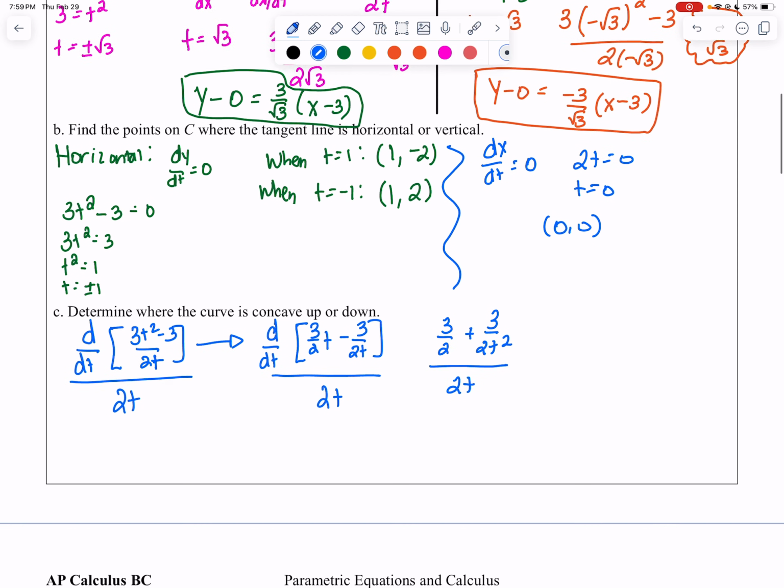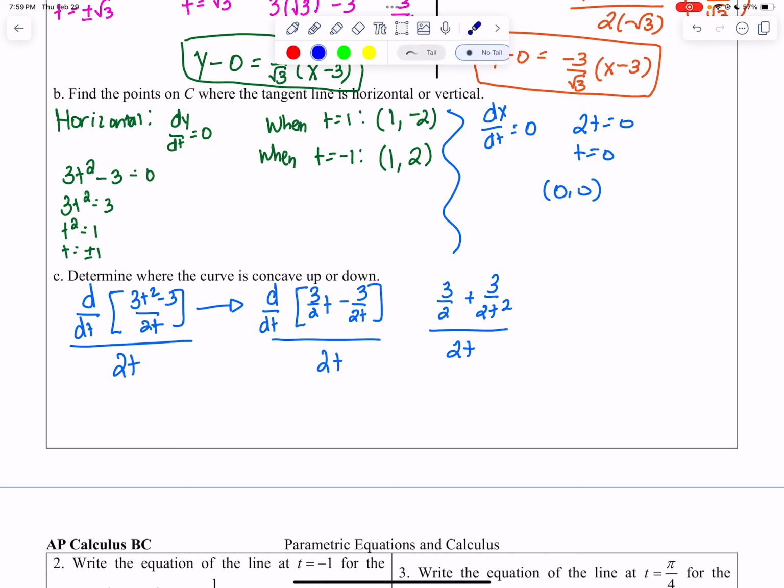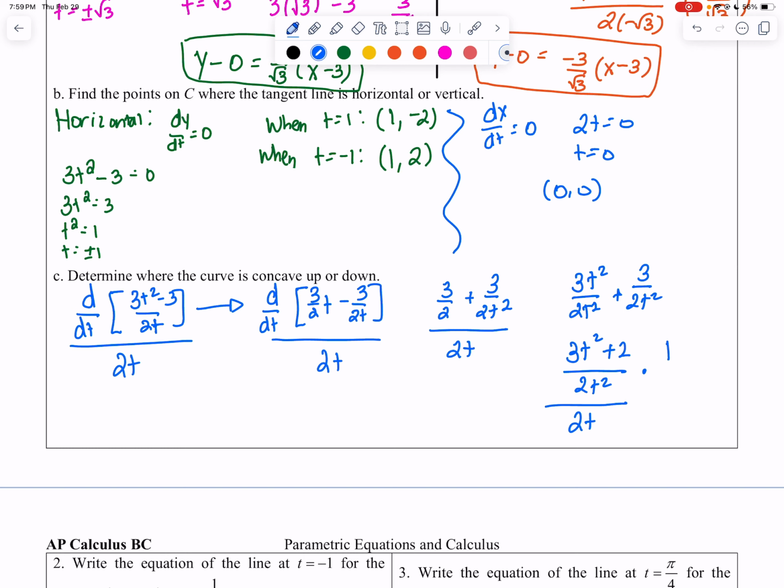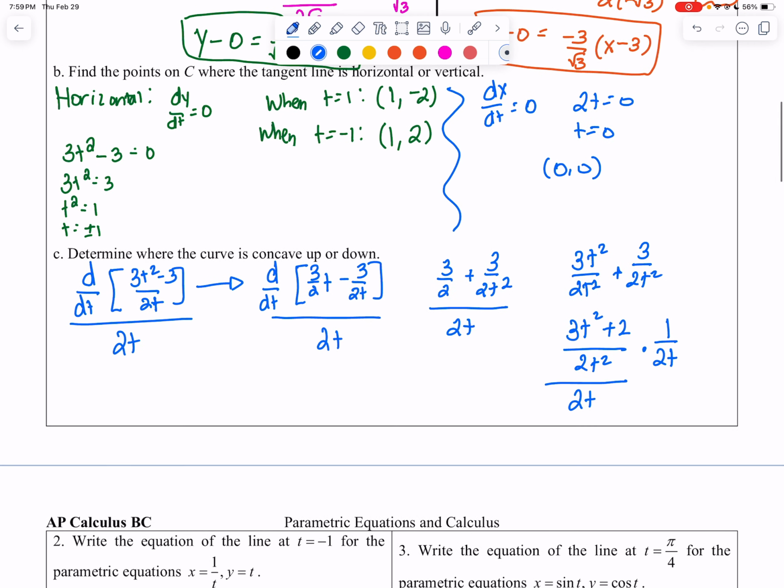I am going to make this a little bit prettier, so I'm going to simplify this so that I have 2t squared. So 3t^2 over 2t^2 plus 3 over 2t^2. So now I have (3t^2 + 3) over 2t^2, all over 2t. And then if I flip that, I'm going to get 3t^2 plus 2, all over 4t to the third. Oh, that should not be 2, that should be 3. So (3t^2 + 3) all over 4t to the third power.